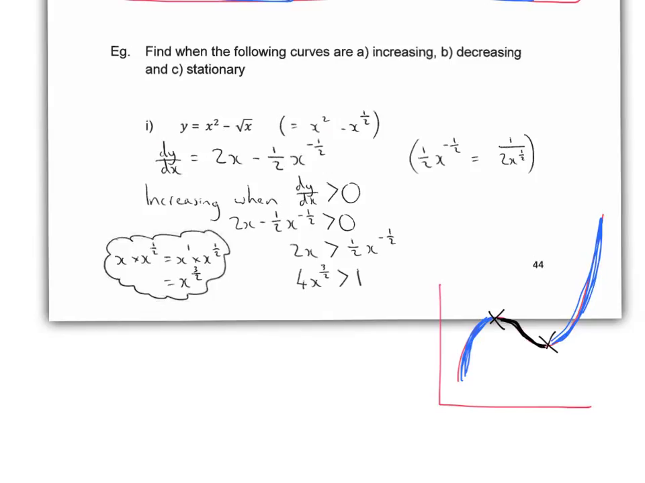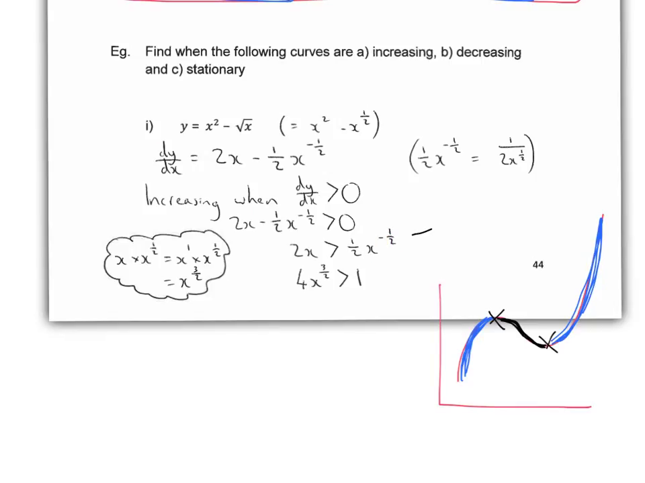So the first thing I'm asked about is increasing. So I know that this is increasing when dy dx is bigger than 0. So I'm going to take the expression for dy dx and set it bigger than 0. I need to solve this inequality. So I bring this term across, and everything I do from now is to try and get the x's together on one side and the numbers on the other. So the first thing I did here was to times through by x to the half. That gets rid of this.